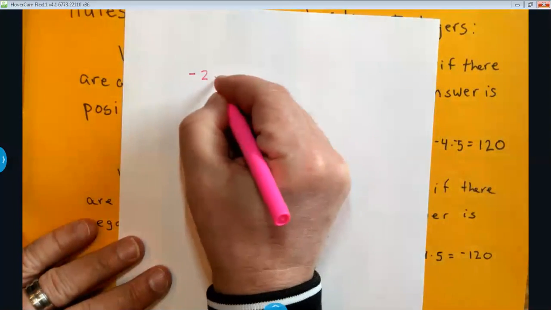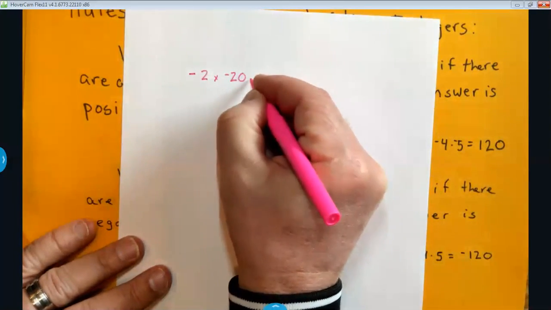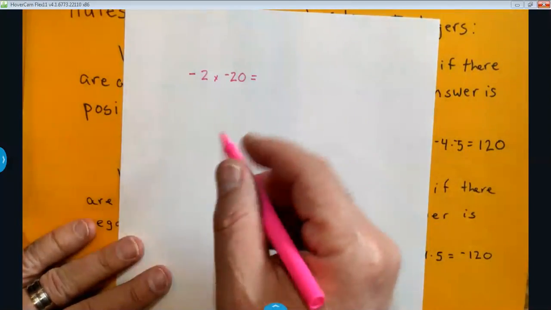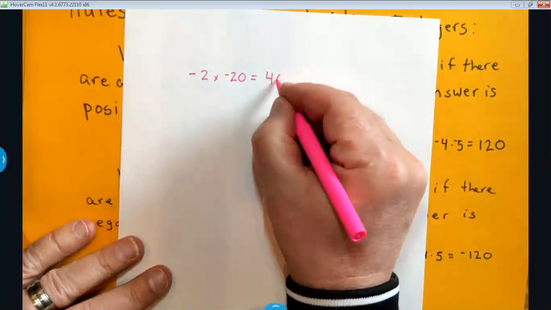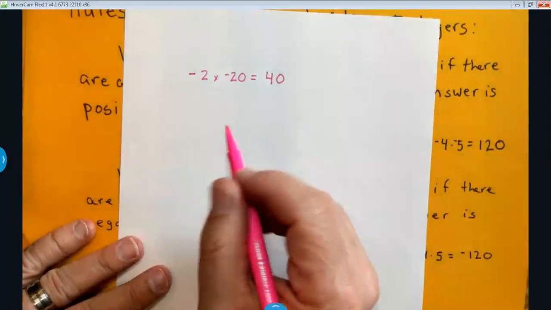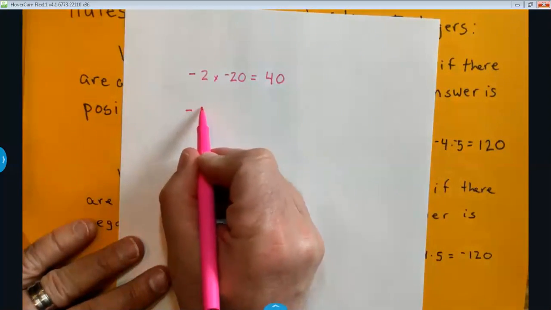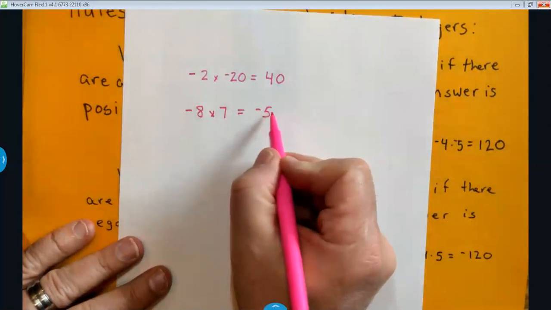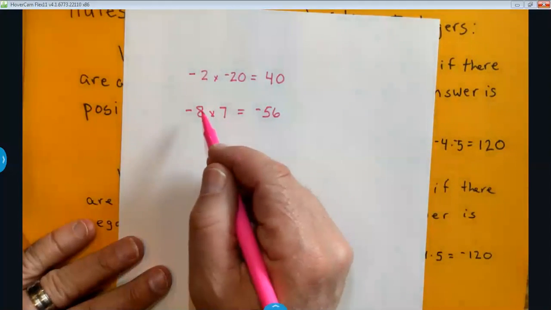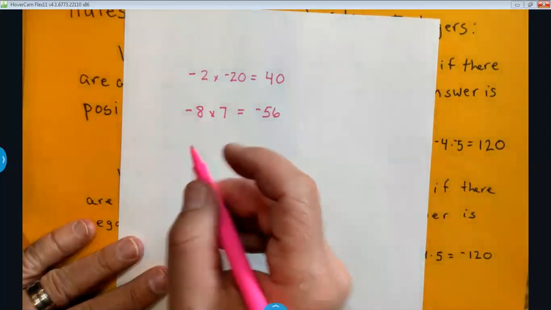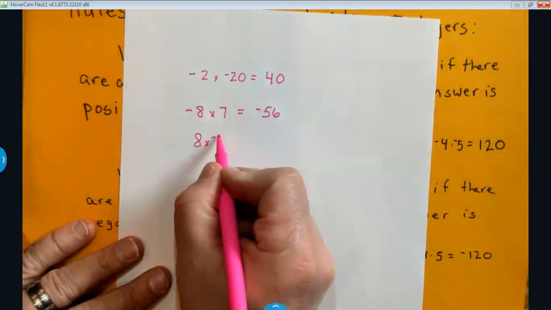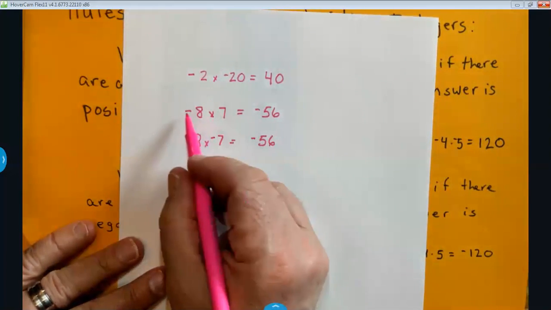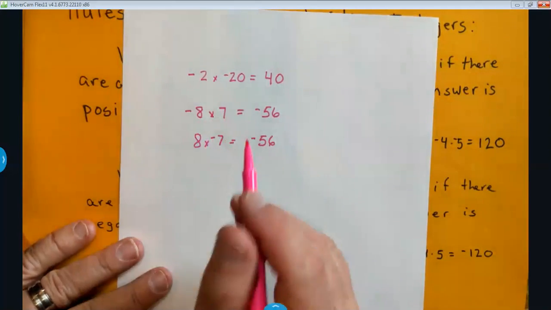Negative 2 times negative 20. There are 2 negatives involved, an even amount of negatives. That means my answer is going to be positive, positive 40 in this case. If I have a negative 8 times 7, that is going to equal a negative 56 because there is one negative involved. One is an odd number. Now, if I have 8 times a negative 7, that is still going to equal a negative 56. It doesn't matter if the negative's with the high or low number, just the amount of negatives involved.